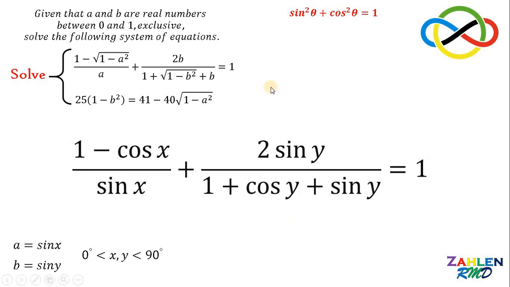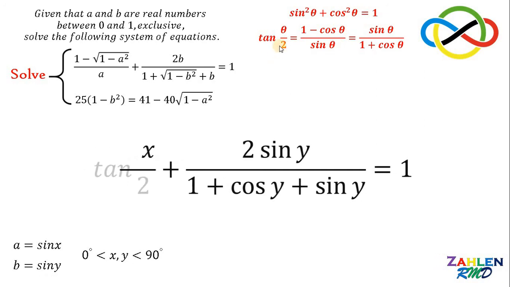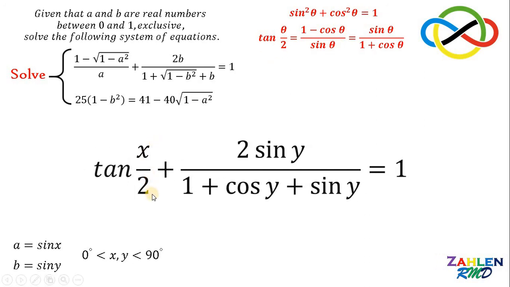Now at this point, we will use again another trigonometric identity. Tangent of theta over 2 is equal to (1 minus cosine theta) all over sine of theta. And here we go, (1 minus cosine x) all over sine x. Tangent of theta over 2 is also equivalent to sine theta all over (1 plus cosine theta). Thus, (1 minus cosine x) over sine x is equivalent to tangent of x over 2.